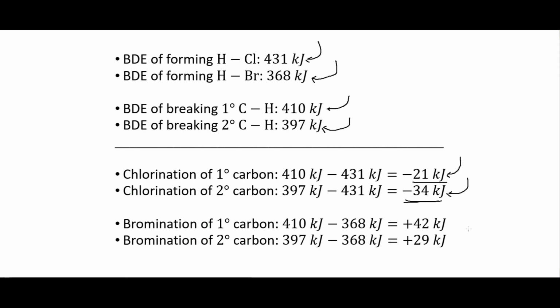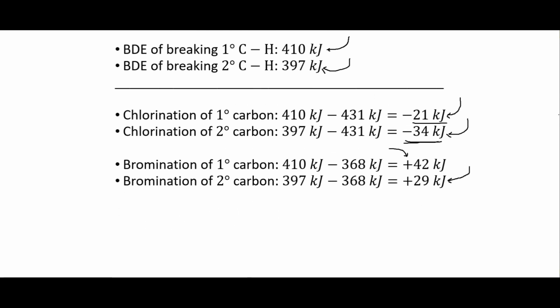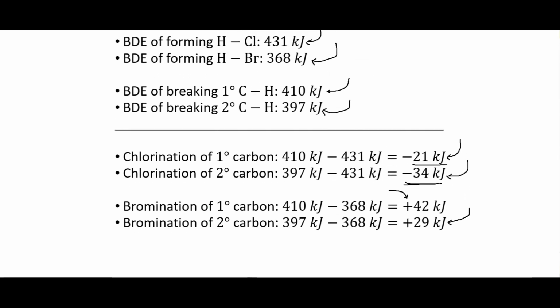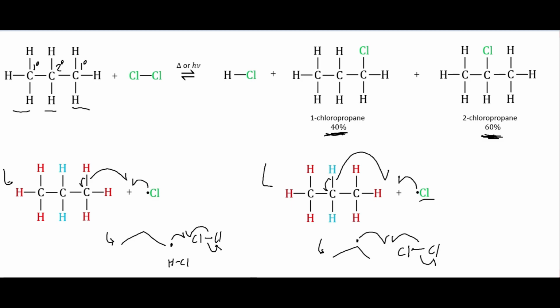The bromination, we now have both of these as positive because this is endothermic, but we again see that the secondary carbon is lower in energy, and so that is more thermodynamically favored than on the primary carbon. So for both chlorination and bromination, the secondary carbon is going to be more thermodynamically favored than the primary carbon.